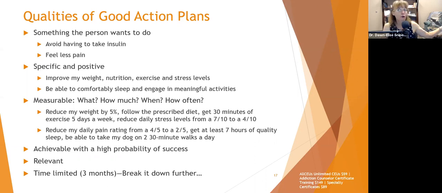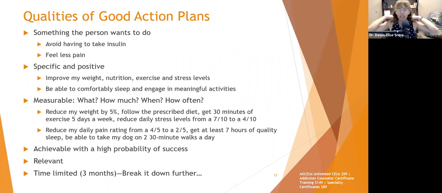So in order to avoid having to take insulin, maybe they need to improve their weight, their nutrition, exercise, and stress levels. Well, that's a lot, but you get my idea. Instead of taking something away, we're saying, okay, what do you need to do? What's a positive thing? For somebody who wants to feel less pain, they may want to be able to comfortably sleep and engage in meaningful activities.